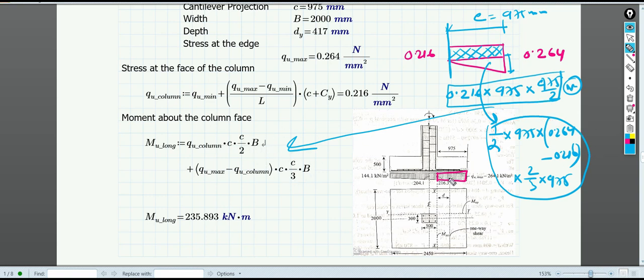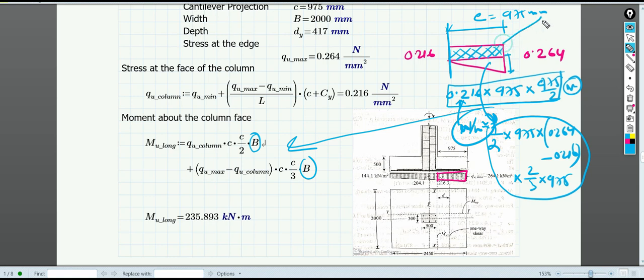Okay, so this is the actual moment that comes out to be 235.893 kilonewton meter. Okay, so this is the moment that will be acting for this whole cantilever projection part, at the face of the column. So we have to take care of this particular moment.